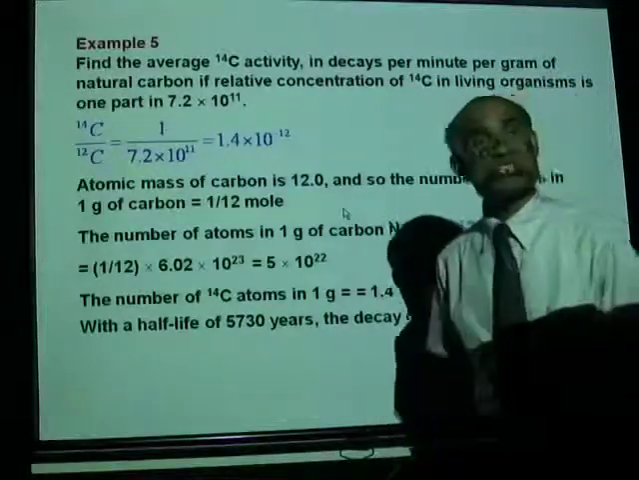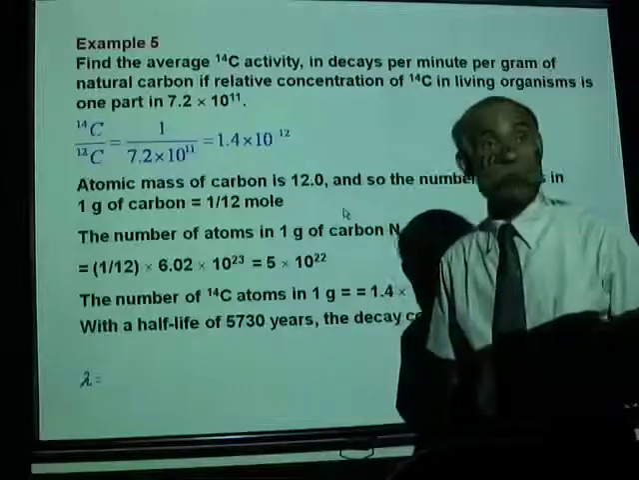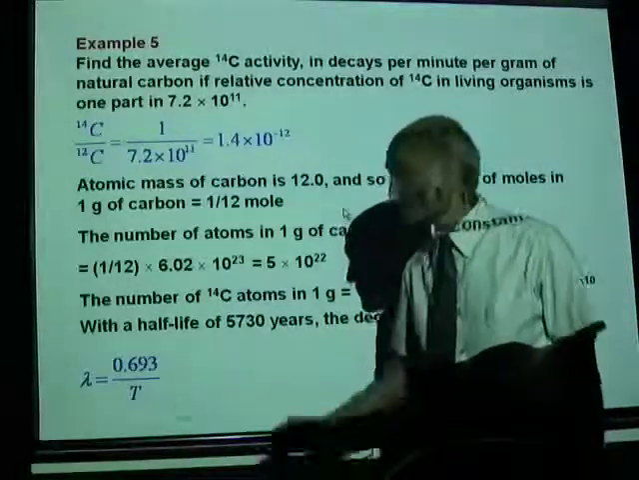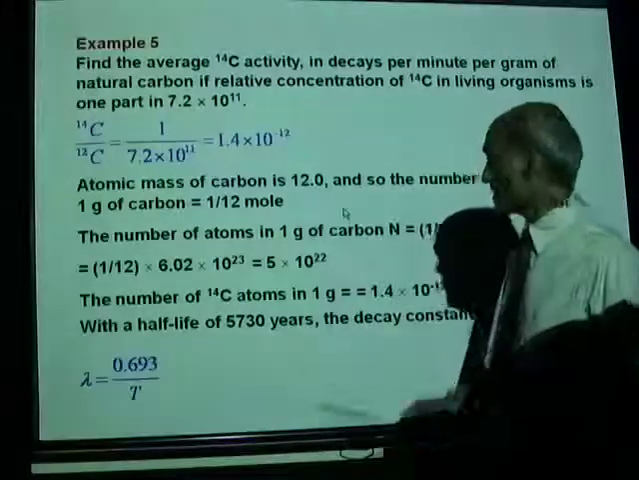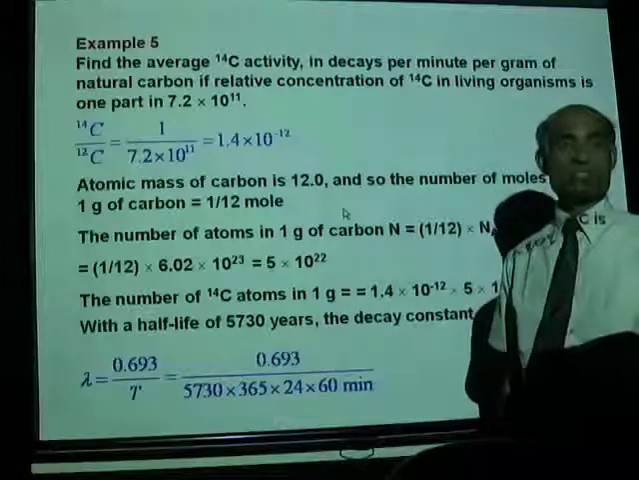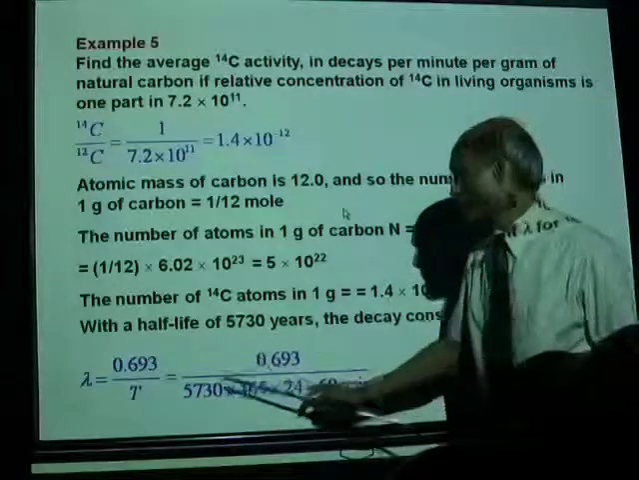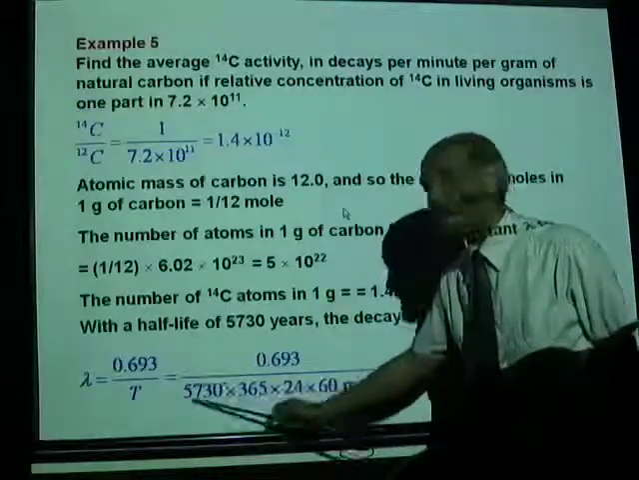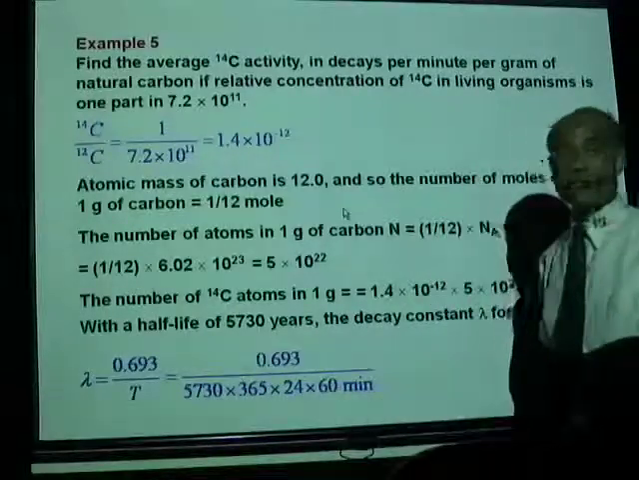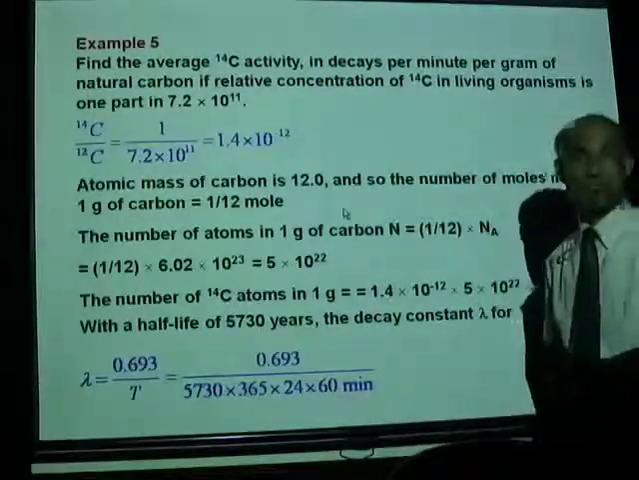It will be 0.693 divided by the half-life. So lambda equal to 0.693 divided by the half-life. We know the half-life, therefore we can find the decay constant. 0.693 divided by the half-life in years, and write that in minutes.